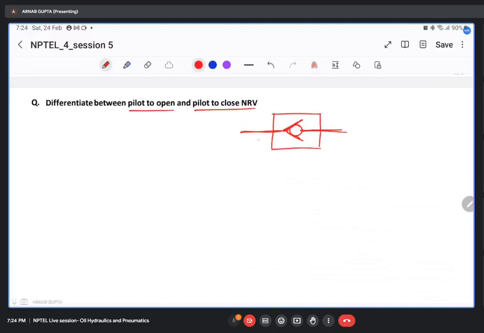If you are taking the pilot signal from the downstream, and based on that you are allowing the flow, this will be adjustable, so there will be some spring mechanism here. If you are taking your pilot signal from the downstream, then it will look like this. If you are taking your pilot from the upstream, it will look like this.